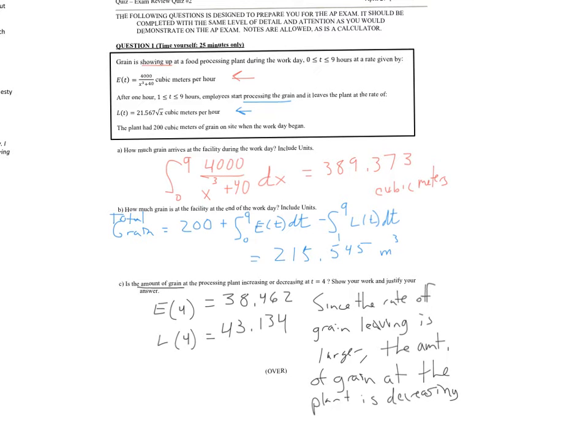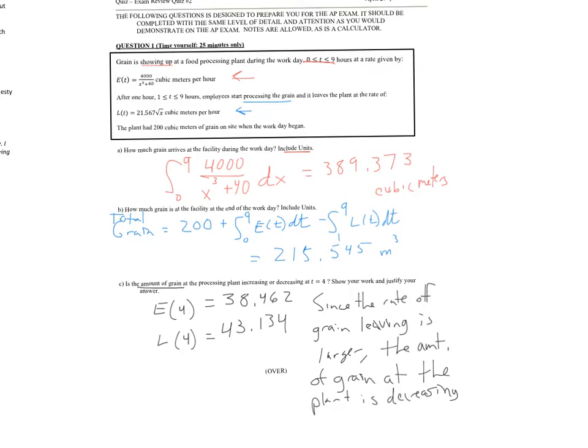The rate that I have the red arrow pointing at is the rate at which grain arrives. Grain is arriving from 0 to 9 hours during the workday. So we just put that in Math 9. We have to include the units. And so it's 389.373 cubic meters.